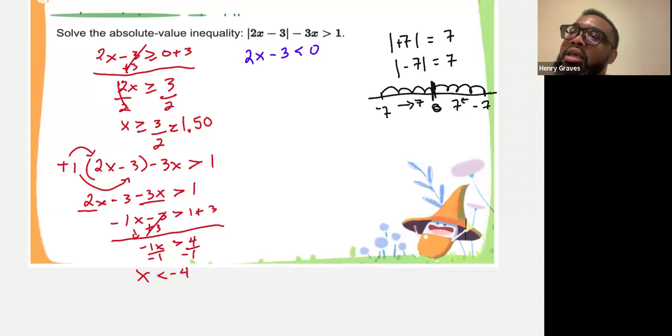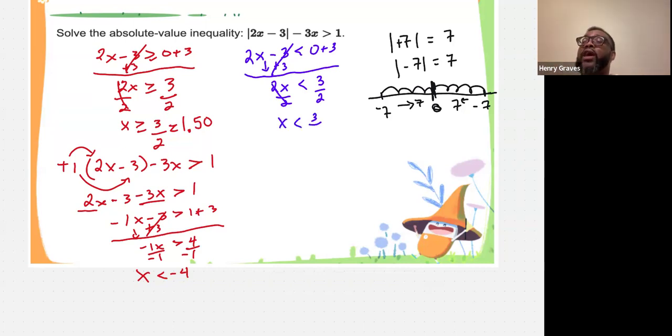So we're going to add 3 to both sides. We're going to have 2x is less than 3. Divide both sides by 2. So we have another condition here where we have x is less than 3 halves. So let's see if our condition is still going to hold up if we're going to have x that's going to be less than 1.5.